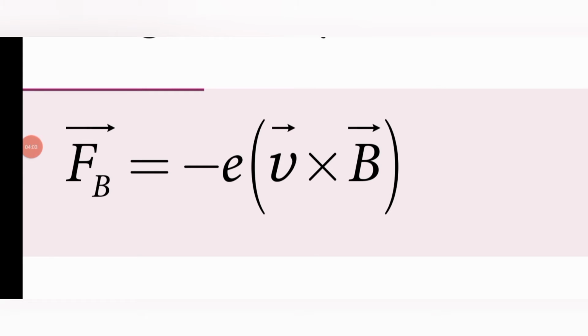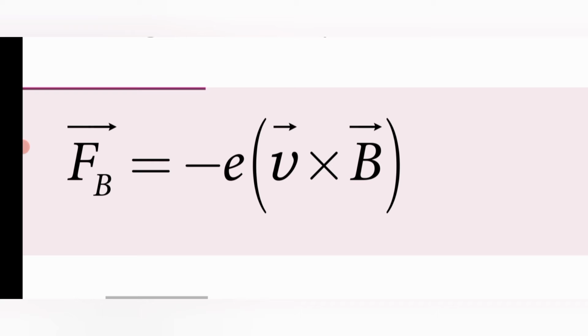This is the Lorentz force value. The free electrons at the end A experience the magnetic force, that is the Lorentz force. F_B vector is equal to q V cross B vector, which is the general formula. Here the electrons are moving, so instead of q we represent it as minus e. So F_B is equal to minus e V cross B vector. That is equation number 1.